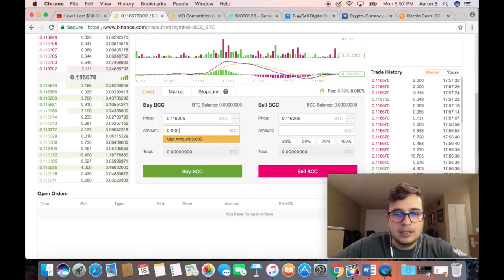You'll enter it. There's a nice little helper here, by putting 50 or 100% of your Bitcoin into it. And then to sell, it's the same thing. You select the buy or sell, whichever price you want to put, and then buy or sell.